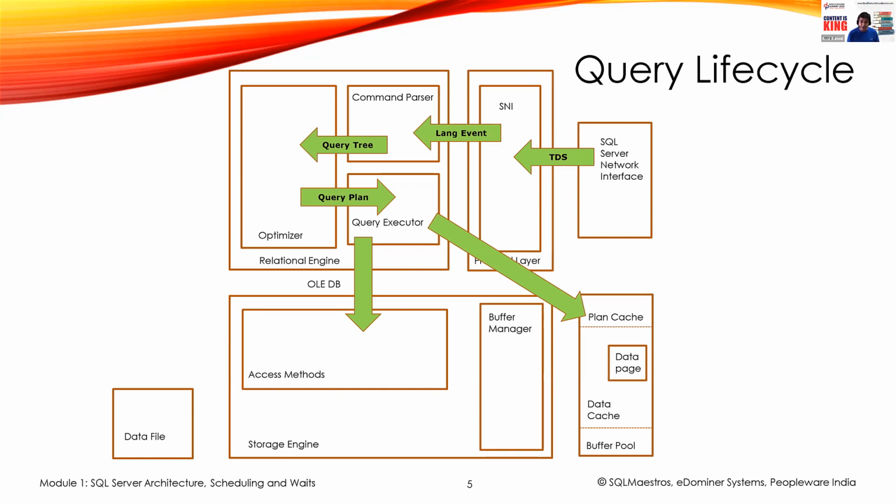So the copy gets stored in the plan cache, and at the same time the query executor is executing the query, which is where access methods get called. Access methods are defined by the plan itself, where, as I said earlier, are we going to scan, are we going to seek, how are we going to fetch the data. So that is where access methods come into play. And look at this, access methods are constantly talking to the buffer manager.